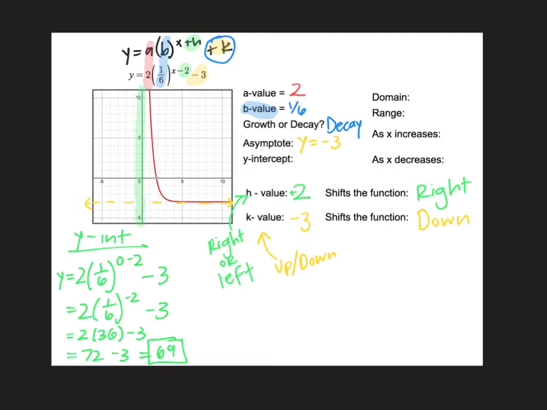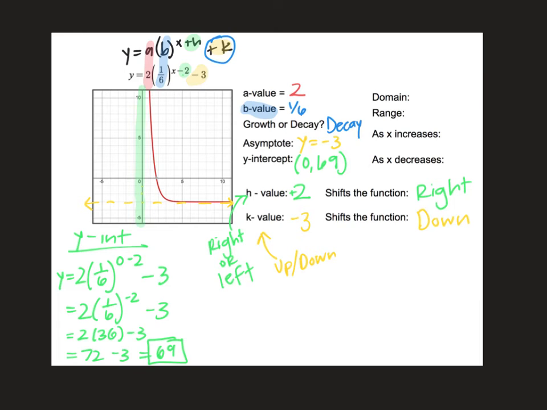If I want to write it, I know my x value is going to be 0. My y value is going to be 69. And so that is my y-intercept. I'm going to get rid of the box because it looks kind of messy. All right, the next thing we need to figure out is our domain and range.